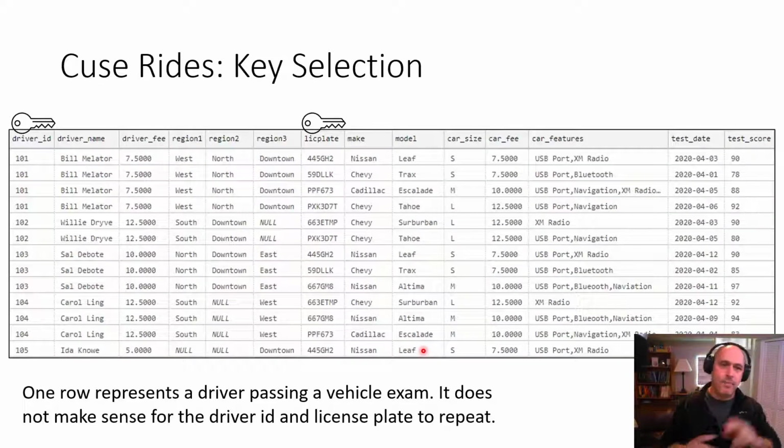So let's do an example. In this example, for Cuse rides, we're going to select driver ID and license plate together. So why are those chosen? Well, number one, in the original table that I got this data from, that was the primary key. Number two, it makes sense because one row means somebody took a test. What does it mean to take a test? It means Bill got in a car, Bill got in the Nissan Leaf, and he drove the road test, and he scored a 90. Sailed the boat, got in the Chevy Trax on April 2nd, and it got an 85 on his test. So it's the combination of driver, vehicle, when they took the test, and the score they got. Okay?